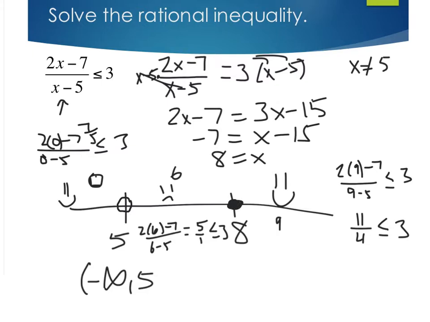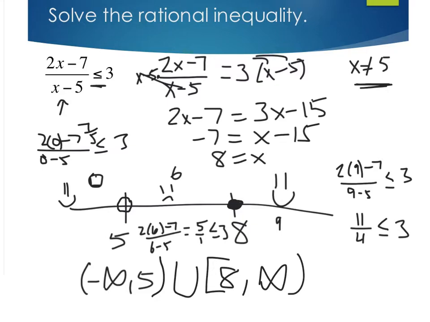So since it's negative infinity to 5, but it can't include 5 since we learned that up front, that would be a parenthesis, and then we have our union, and then it's going to include 8 since 8 is actually a solution and it's less than or equal to, okay, and then that's going to go to positive infinity.